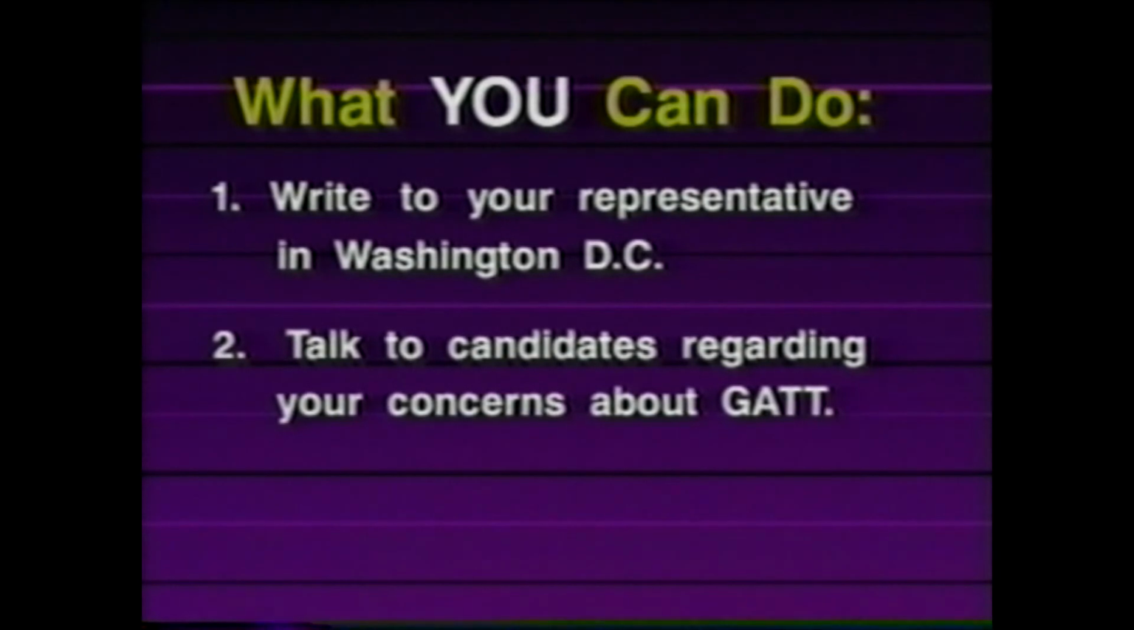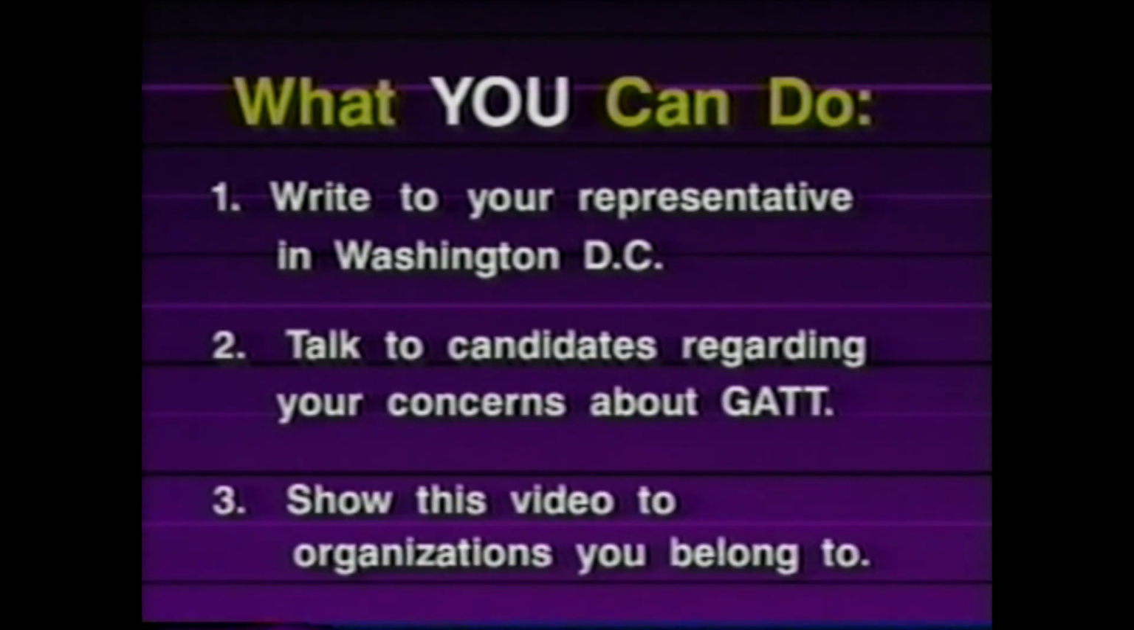Second, meet with all candidates in this fall's elections to inform them about GATT and tell them your concerns and ideas. Ask them to pledge to vote against any GATT agreement that does not ensure the adequate protection of consumers, family farmers, and the environment. Third, make sure that the organizations that you belong to study the GATT issues and take a position. Show this videotape to these groups.